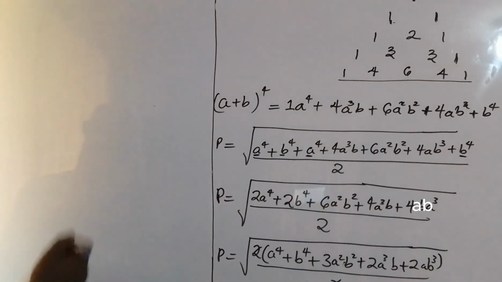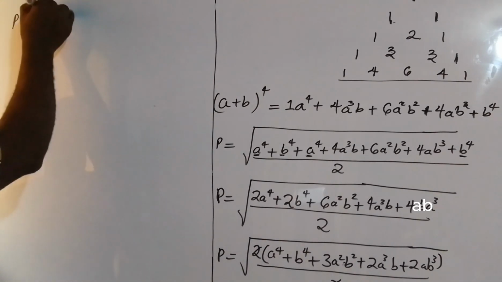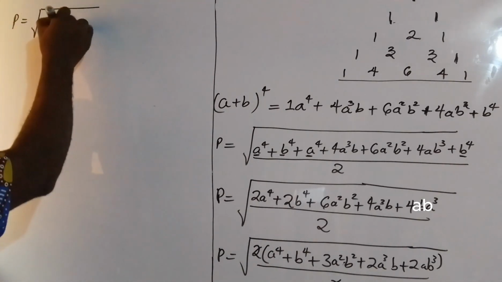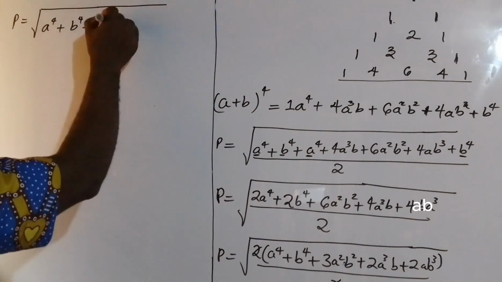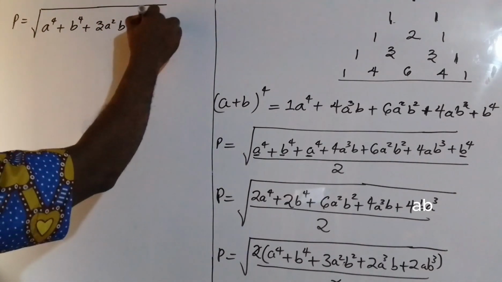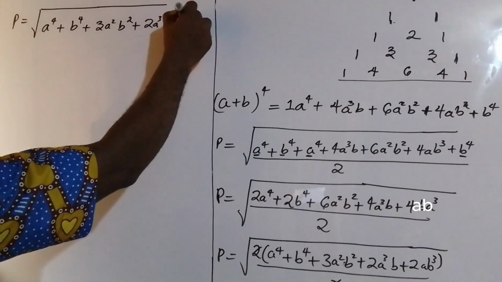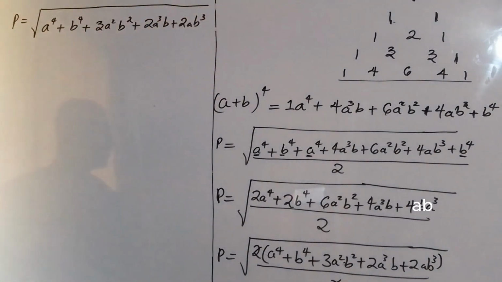So what we're going to have will be P equal to the square root of a to the power of 4 plus b to the power of 4 plus 3a squared b squared plus 2a cubed b plus 2ab cubed. So this is what we have. And this is where it gets more interesting, because we're going to be doing some kind of, I'm not going to call it manipulation, but a kind of rearrangement.